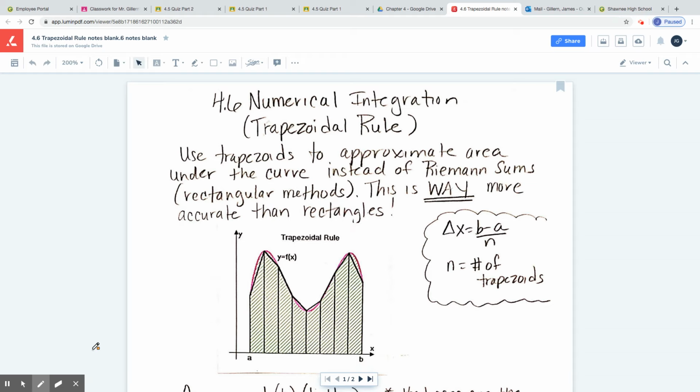Hey everybody. Today we're going to do our last notes for the last section in chapter 4, and it's on the trapezoidal rule. All right, and what we're going to do is exactly what we were doing before, at the beginning of the chapter, where we were approximating the area under the curve, and we did it with rectangles. But instead of doing it with rectangles, we're going to do it with trapezoids.